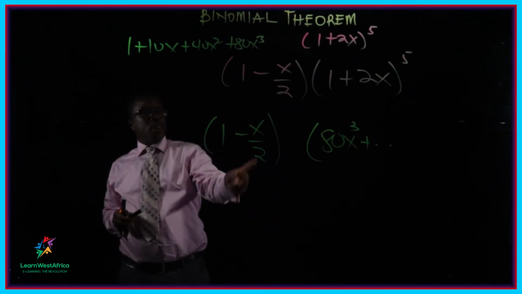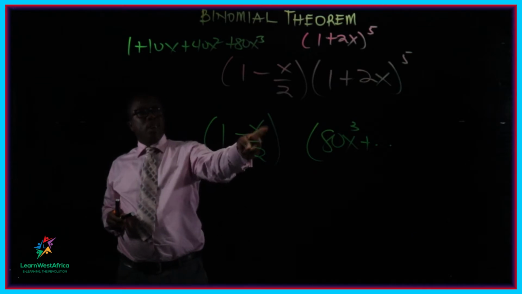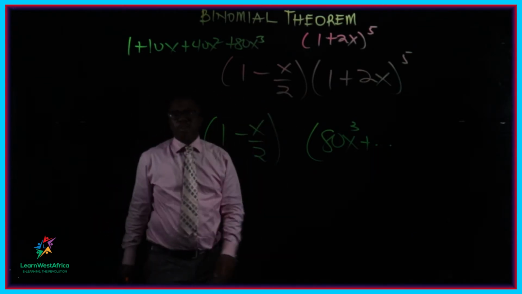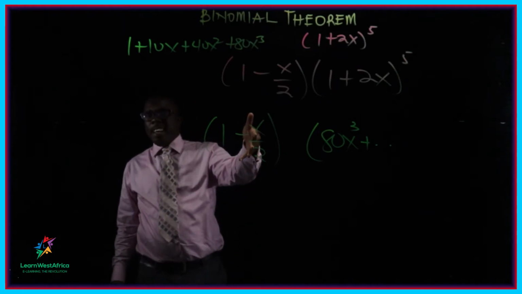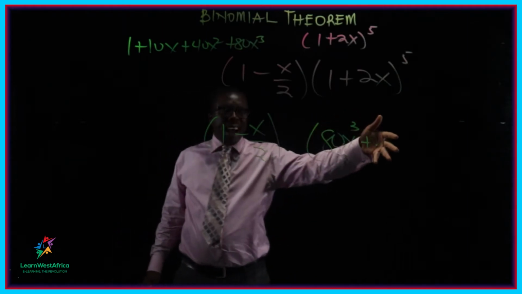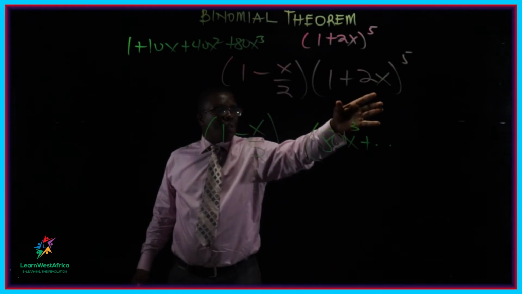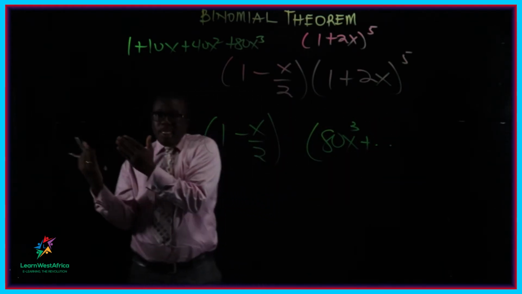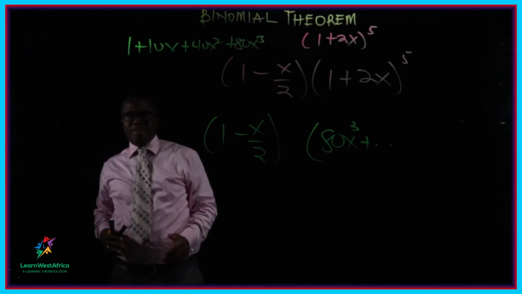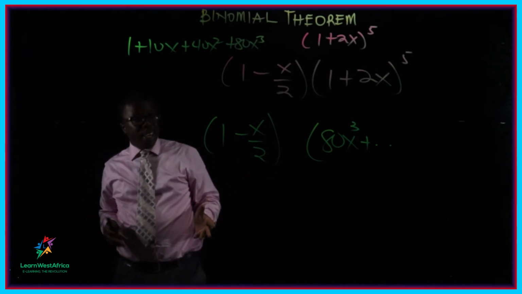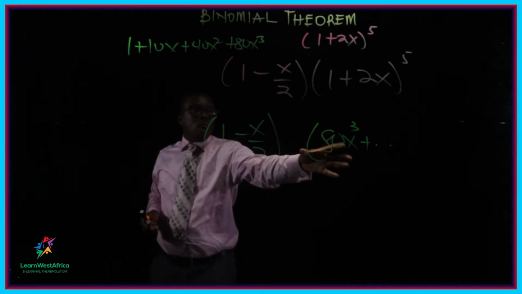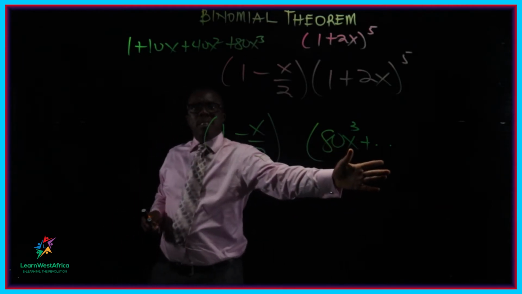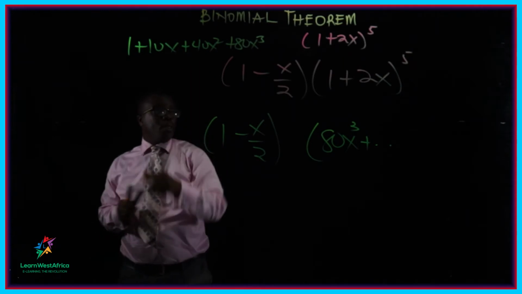Now we have x over 2. We are interested in the x. Who should x multiply to produce an x cubed? Already there's an x here. So if we need an x cubed, then this one has to give us an x squared, so that the product of the x and the x squared will produce x cubed. Hope that is clear. So the part that will join in this multiplication will be the x squared component. And that we saw is the 40x squared.